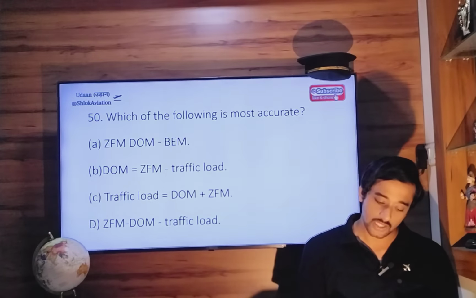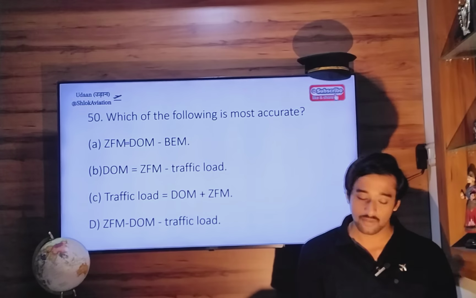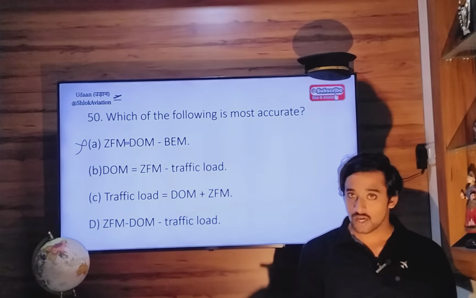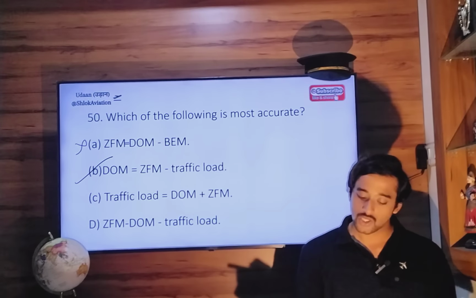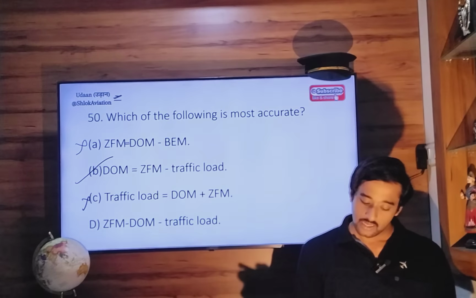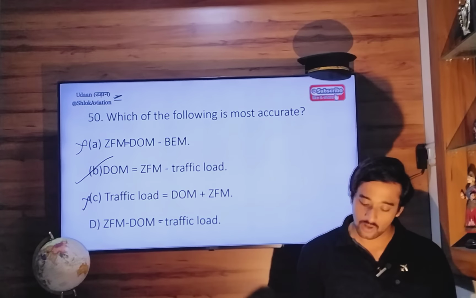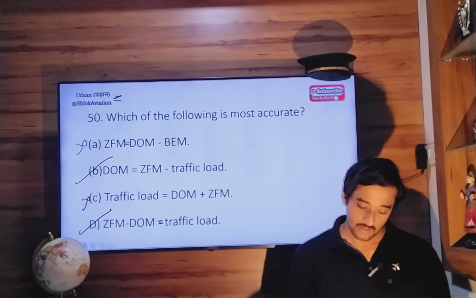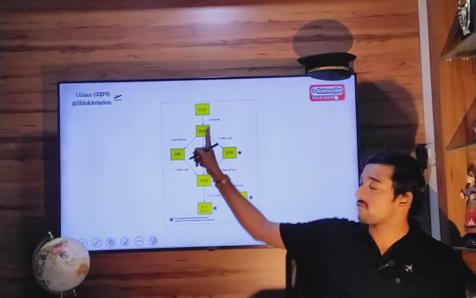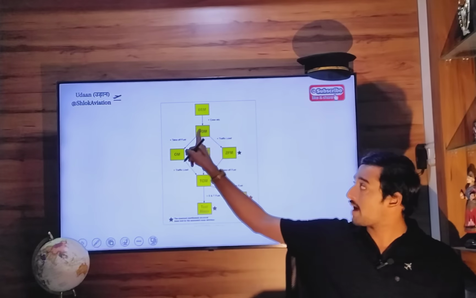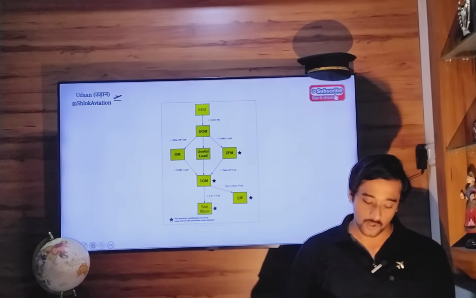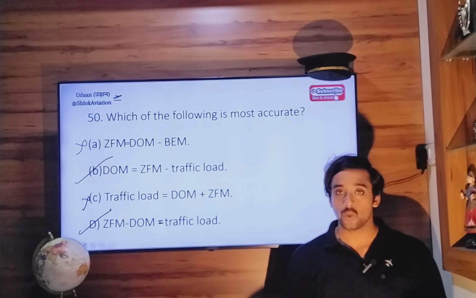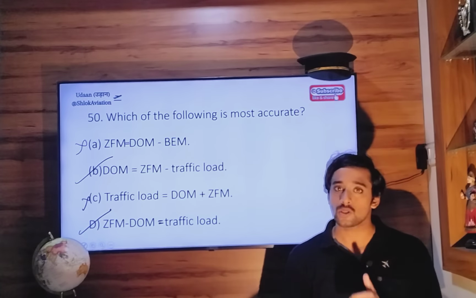Zero fuel mass equals dry operating mass minus basic empty mass? No. Dry operating mass is zero fuel mass minus traffic load? Yes. Traffic load is DOM plus zero fuel mass? No. Zero fuel mass minus DOM is equal to traffic load? Yes. So statements Bravo and Delta are the right ones. Zero fuel mass minus traffic load is DOM. Zero fuel mass minus DOM is your traffic load. So two possibilities. You're going to select that option which has both the statements in it.